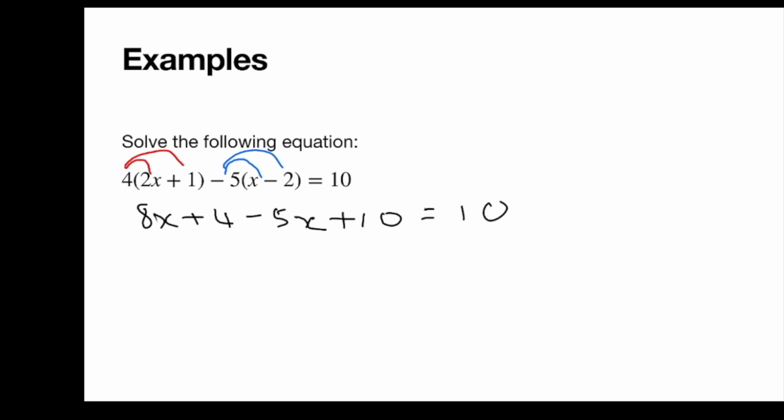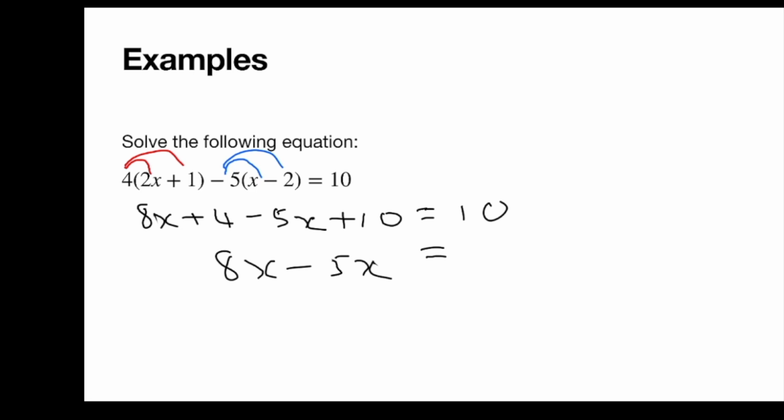All right, then we collect our like terms. Decide where you want to move your x terms. I will leave the x terms on the left-hand side. So I want to leave 8x on the left and the minus 5x also on the left-hand side.